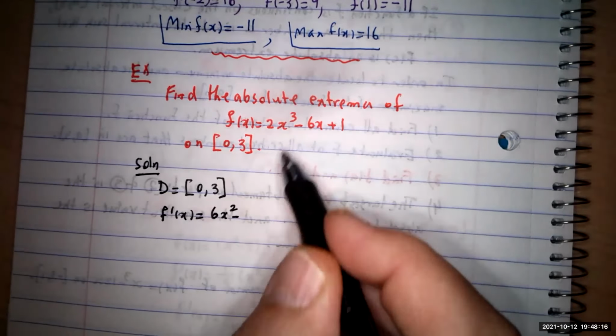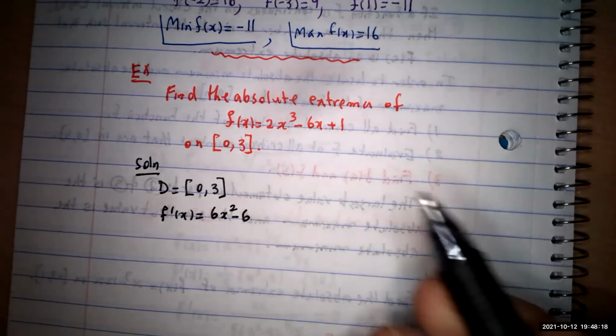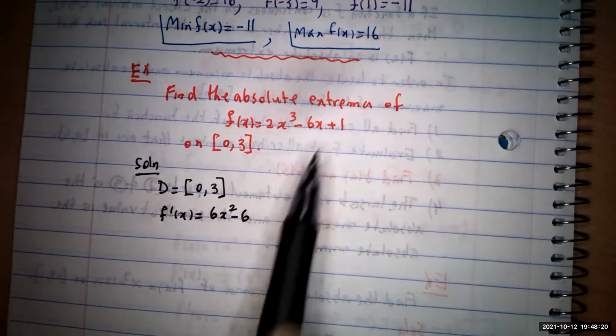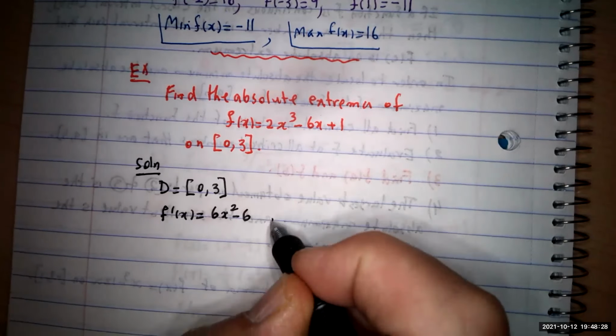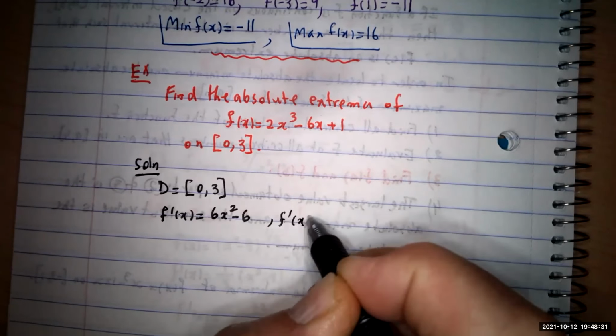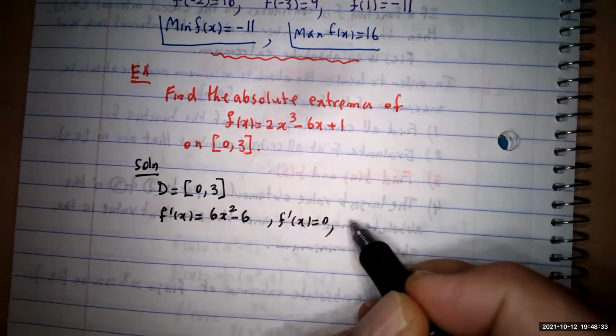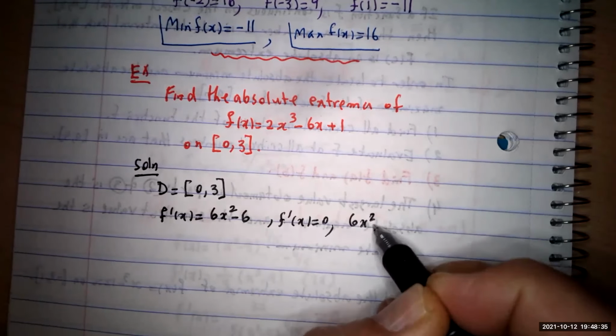Minus 1 times 6 is 6. Okay, 1 down would be just 6. And the derivative of 1 is 0. Okay, so that gives you 6x squared minus 6. Make it equal to 0. f prime of x equal to 0. So we have 6x squared minus 6 equal to 0.